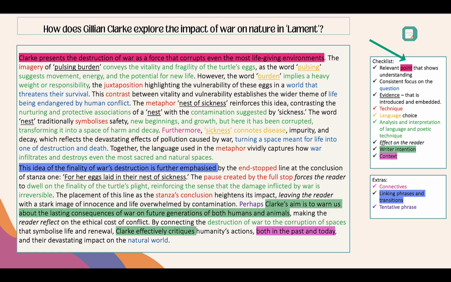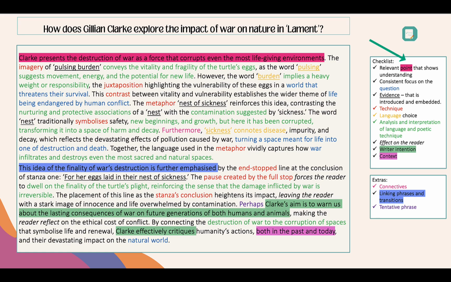So the checklist is built around the mark scheme, the assessment objectives, and it's really everything that needs to be in a good essay. Obviously it will look quite colourful, and this is to help you understand where everything is. Sometimes there's a little bit of crossover. I'll explain that as we go.